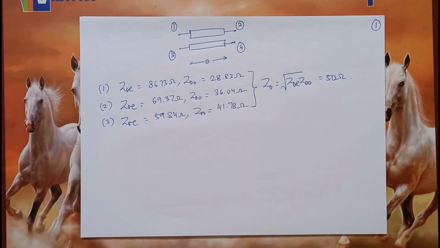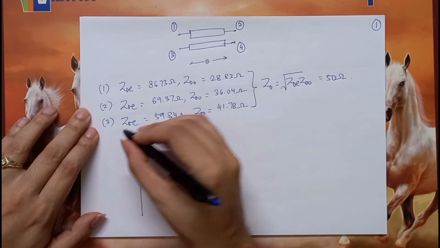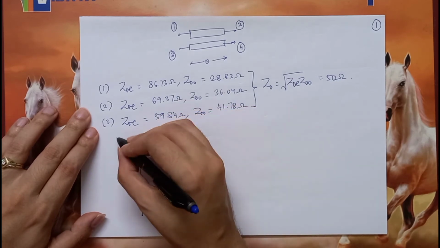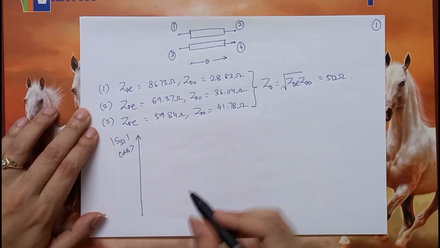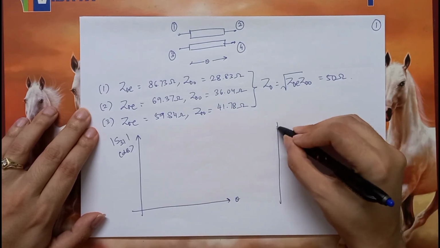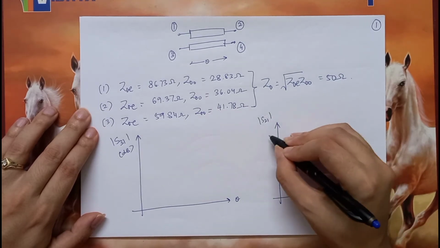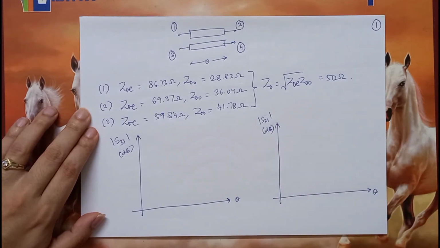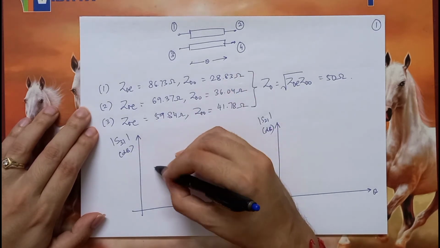We had said that if we are plotting the coupling, the magnitude of S31 in dB with respect to theta, we can also plot the transmission coefficient, magnitude of S21 in dB, as a function of theta. We had seen that the curves were something like this.